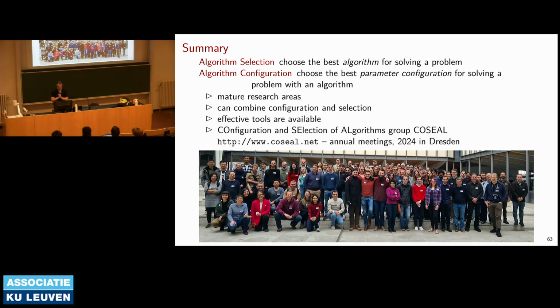Right, so let me summarize here and finish almost on time. And so we have algorithm selection, where we want to choose the best algorithm for solving a problem, and then algorithm configuration or automated parameter tuning. Again, depending on what literature you look at, there might be different terminology for the same underlying thing, but in this context, we want to choose the best parameter configuration for solving a particular problem or a particular set of problems with a given parameterized algorithm.